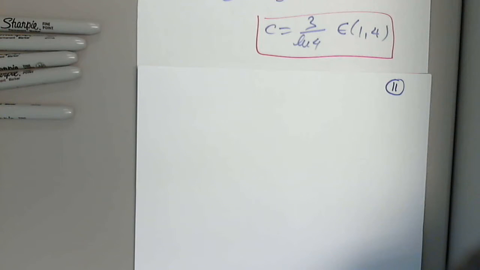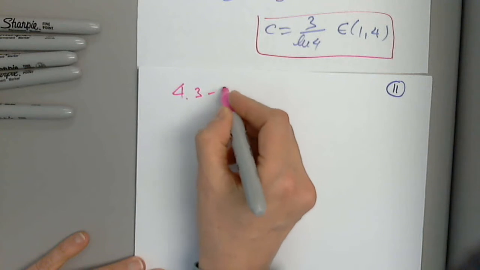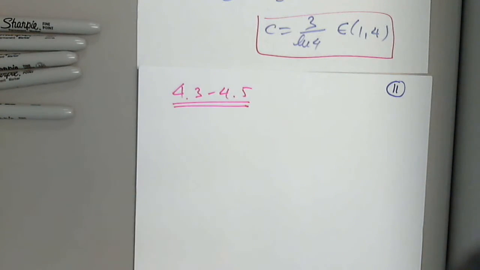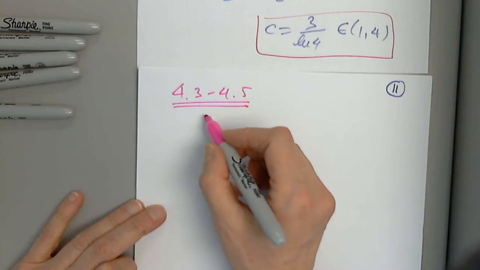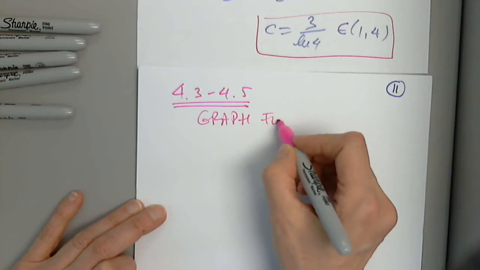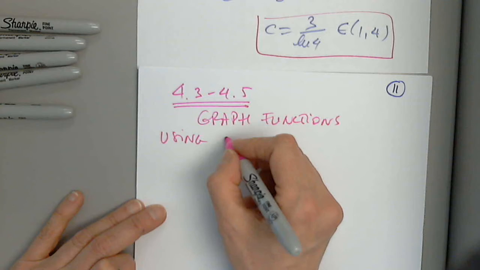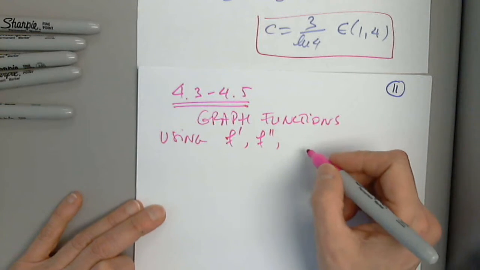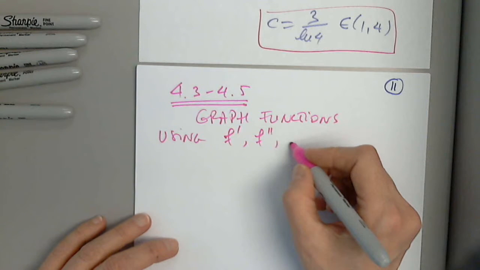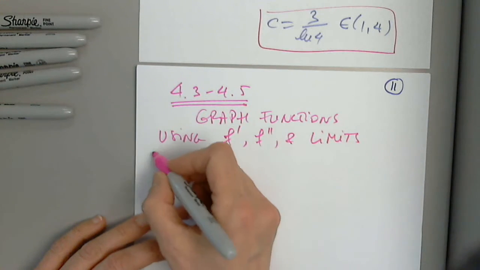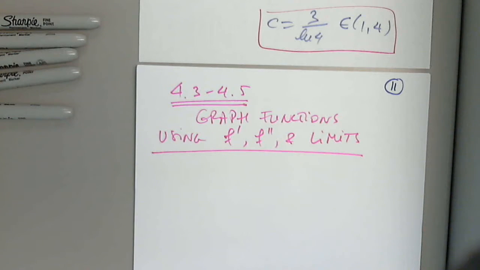So now the next 4.3, 4.4, and 4.5, they all deal with the same thing. So 4.3 through 4.5. We're going to learn how to graph functions using f prime, f double prime, and limits. Well, this is not the title of 4.3 through 4.5. I just like to put them together because they are together.